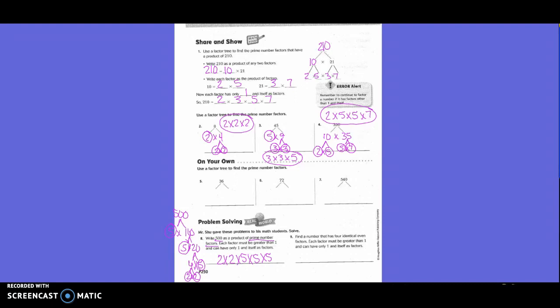Okay, find a number that has 4 identical even factors. Each factor must be greater than 1 and can only have 1 and itself as factors. So 4 identical even factors. What would be an easy even factor? 2. So I have to write it how many times? 4 times. So 2 times 2 times 2 times 2. And what would those be the factors for?